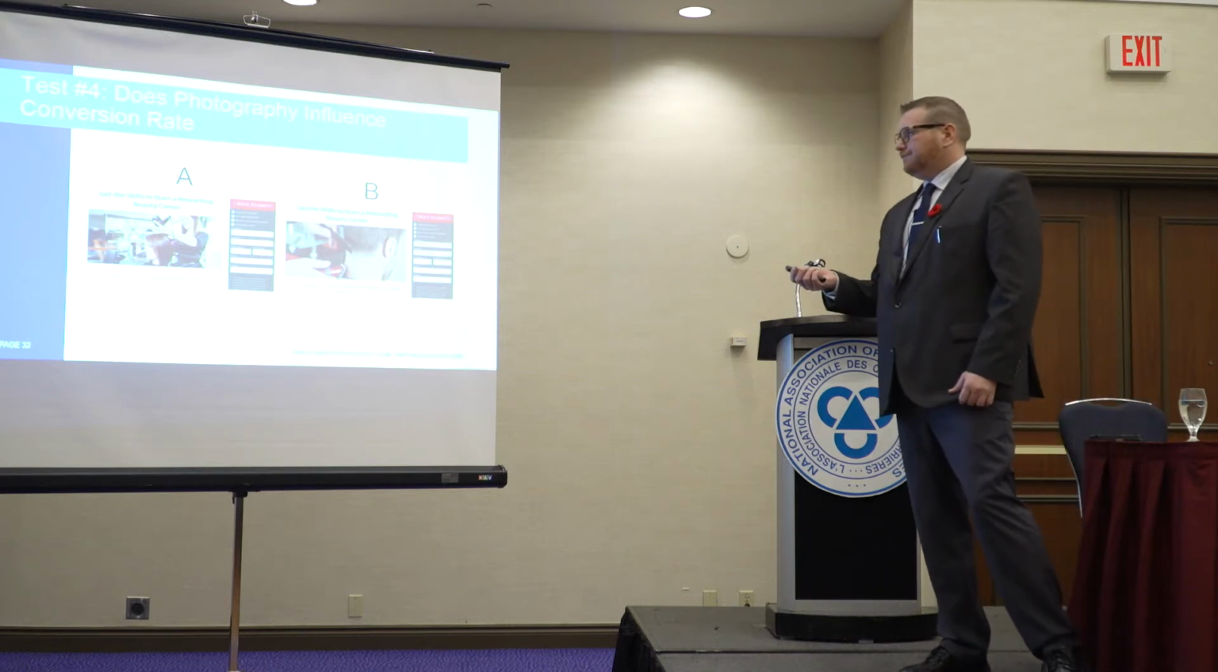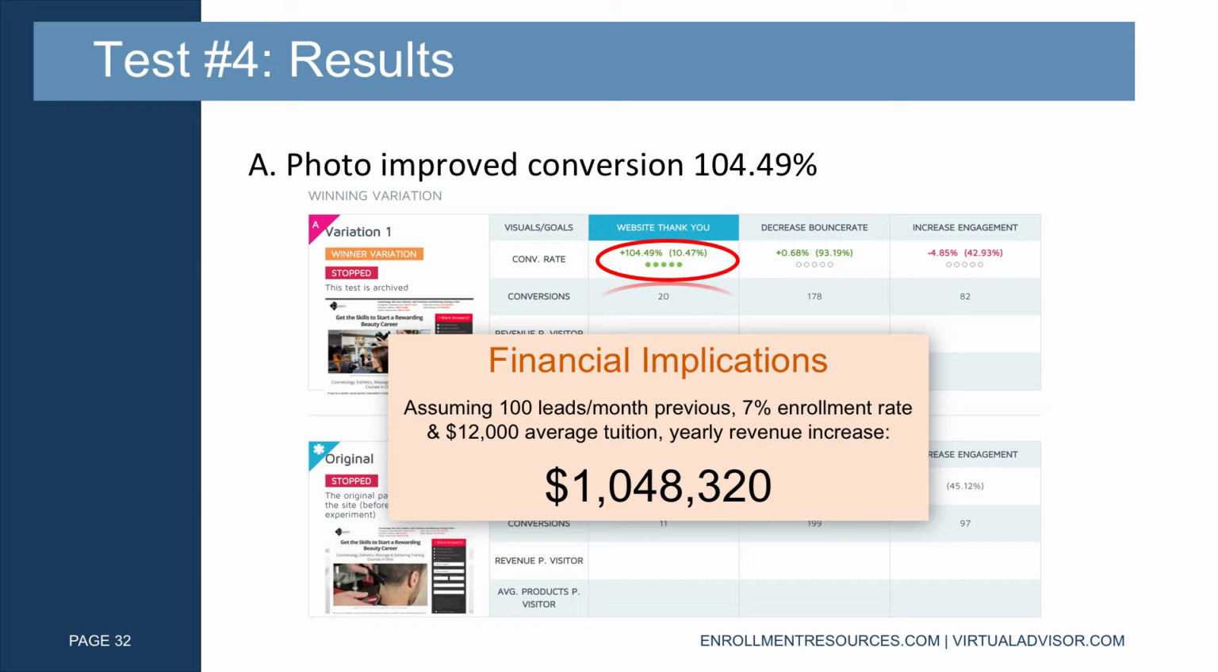So yeah, it produced 104% more leads, which ended up being for this school, if it's on their homepage of their website, it produces 100 leads a month. You're doubling your lead flow, in essence. So this school would get over $1 million more in revenue if everything else holds true.